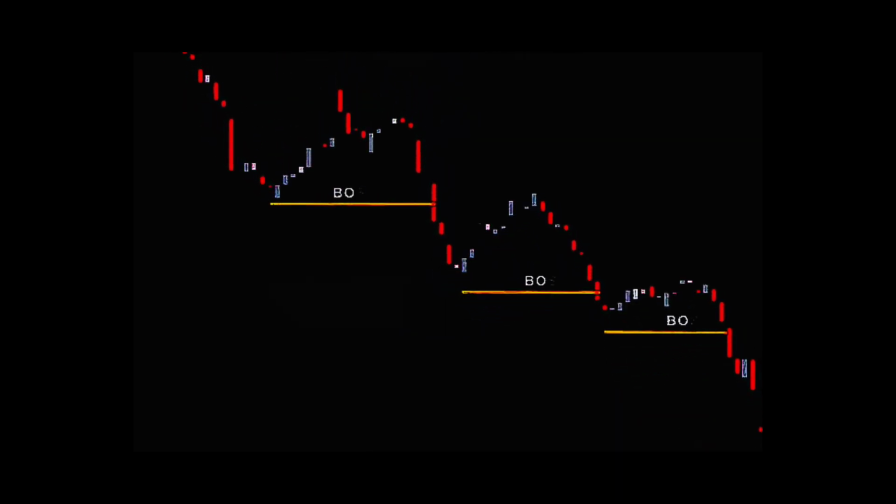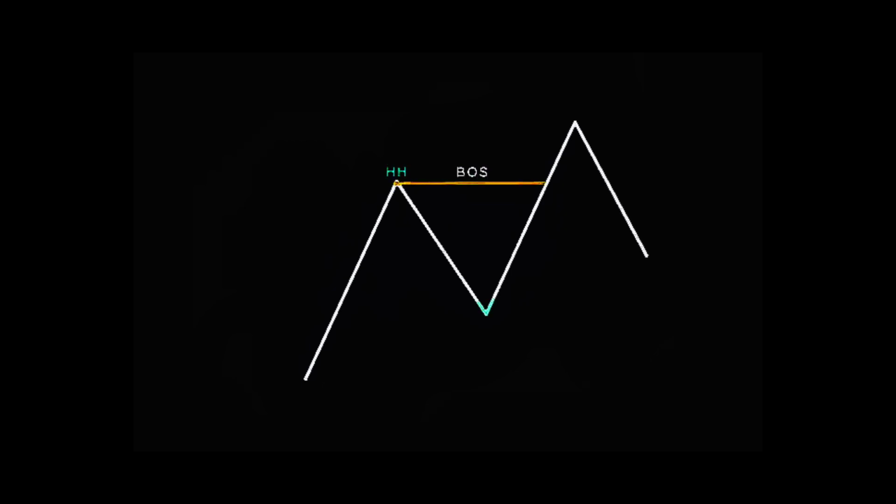These are the breaks of structure in the downtrend. In the downtrend, we are breaking the lower lows in the market. When we get a break of structure in the downtrend, we know where the lower highs will be. And one more thing you need to understand. After a break of structure, we expect a pullback on that time frame.